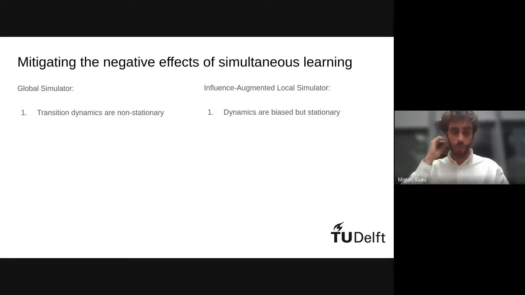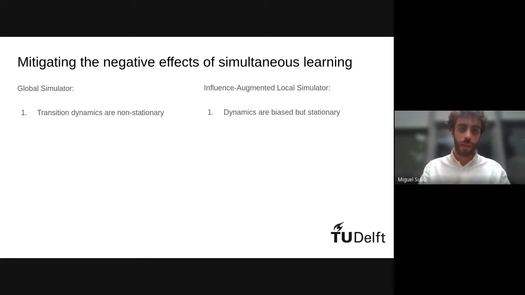Now I'm going to talk about some further observations that we made that are a bit more experimental. We don't have a theoretical analysis for those, but the results are quite conclusive, and we came up with this hypothesis after seeing the results. On the left, I have the global simulator, and on the right, I have the influence augmented local simulator. When we train agents on a global simulator or an environment simultaneously, you all know that the transition dynamics from the perspective of every agent start to look non-stationary. The reason is that the other agents are updating their policies, so they are affecting your transitions differently, and this is bad for convergence.